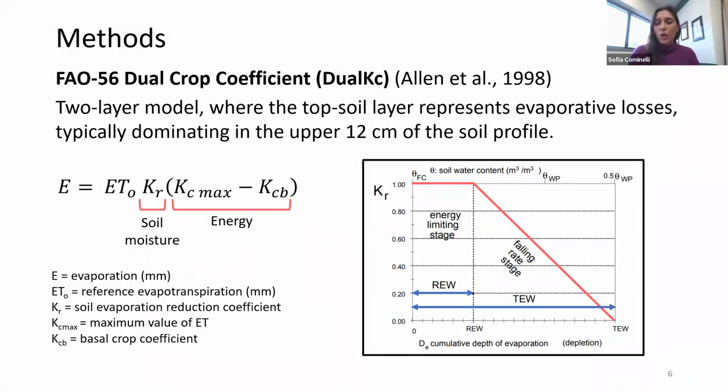And here we have also a graph that is basically to explain the stages of the evaporation. When we have enough water for the evaporation process, the only limiting factor is going to be the energy. That is going to depend on atmospheric conditions. So at that point, the Kr coefficient is equal to 1 and evaporation is at a constant rate. When water is the limiting factor, the rate of evaporation decreases, and that is known as the falling rate stage.